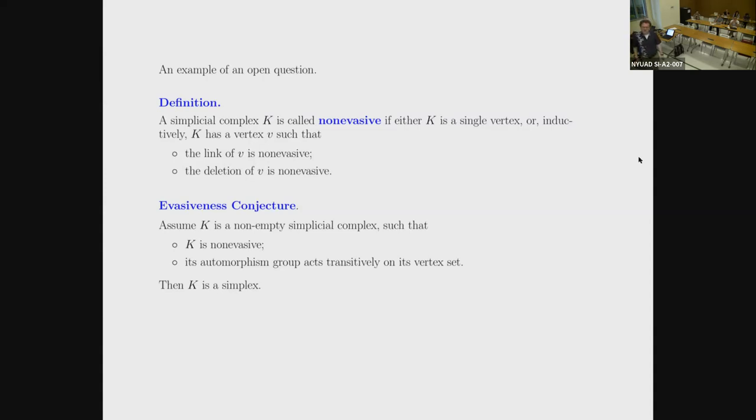Now this is a general definition. Originally, it was just some graph properties which you want to fix. Anyway, the conjecture says that if you have such a space that is non-evasive, and its automorphism group acts transitively on its vertices, then it's a simplex. That, for example, is only proven for the case where the number of vertices is a prime power, and for small cases. Anyway, so that's another open conjecture.